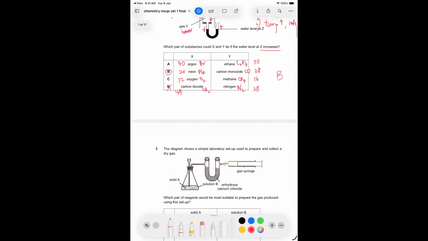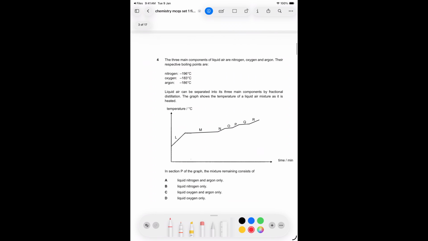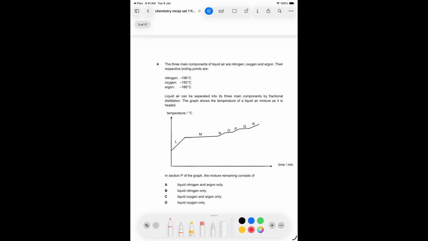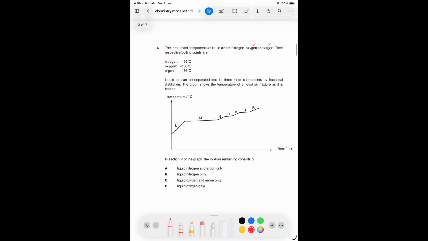Alright, moving on. Question 4. The three main components of liquid air are nitrogen, oxygen, and argon. So they have their respective boiling points here. So liquid air can be separated into three main components by fractional distillation. The graph shows the temperature of a liquid air mixture as it is heated. So first thing first, in section P of the graph, this part here.